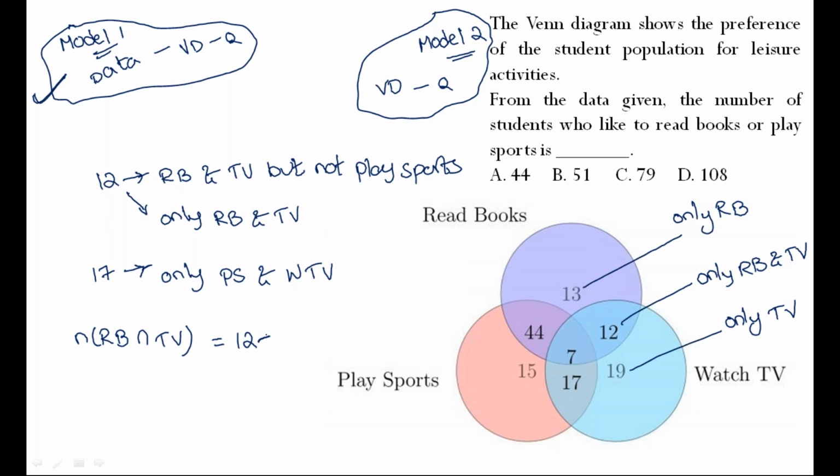12 plus 7, 19, is what? Because reading books and watching TV, this is the intersection part. Guys, this is the intersection part. You should get 19. Understand? Reading books, watching TV, this is the intersection, right?